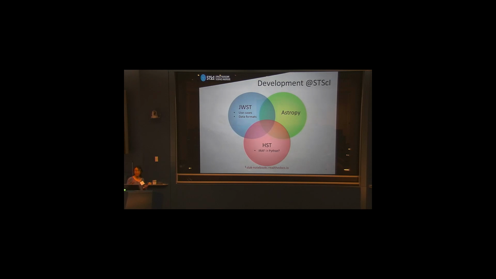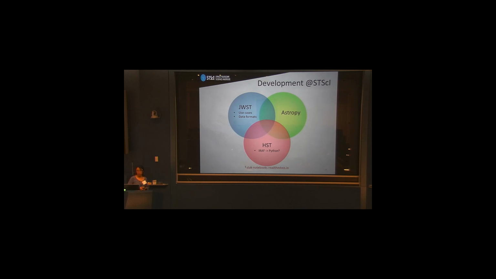So here's a Venn diagram of the development work in the data analysis tools branch. So AstroPy is its own kind of ecosystem. And then we have JWST, the James Webb Space Telescope, the HST Hubble Space Telescope, and they kind of overlap here and there. So in JWST, we are trying to build use cases right now and try to finalize the data formats. Can you still hear me? Yeah. Okay. So on the HST side, mostly we try to get people away from IRAF to Python.